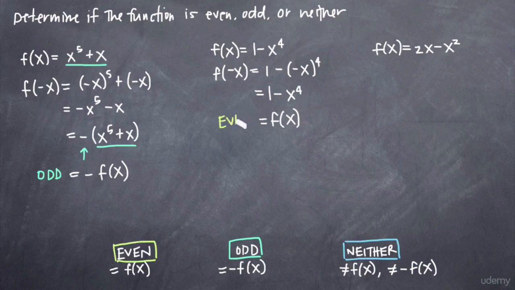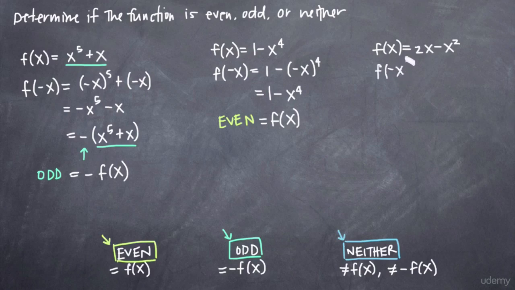We've defined these down below, by the way. We can see that if we get back to f of x, we have an even function. If we get to negative f of x as we did in the previous problem, we have an odd function. And then when neither of those things is true, we get neither even nor odd. Let's go ahead and look at our third function.